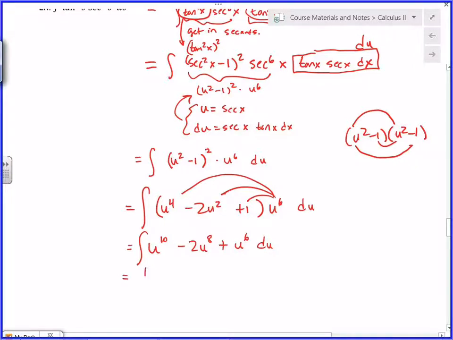So this is the easy part. 1 over 11 u to the 11th minus 2 over 9 u to the 9th plus 1 over 7 u to the 7th plus c.